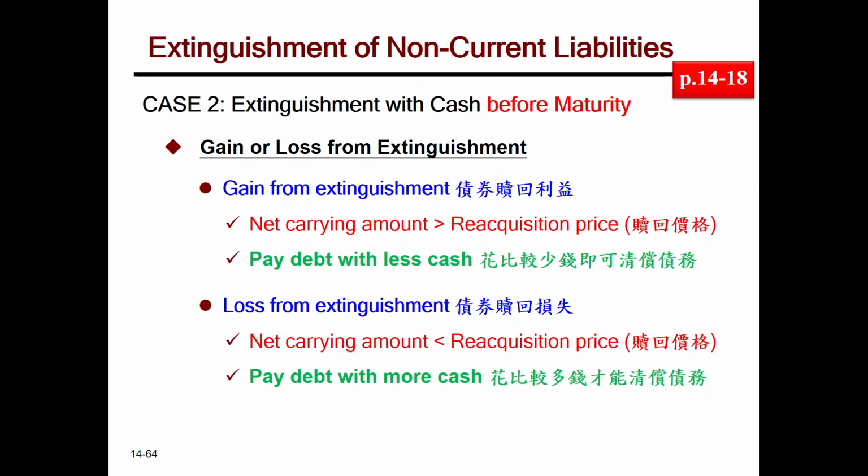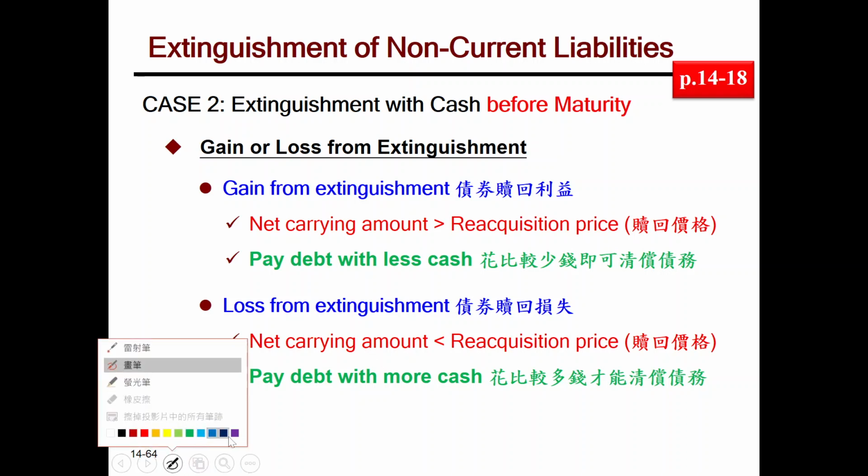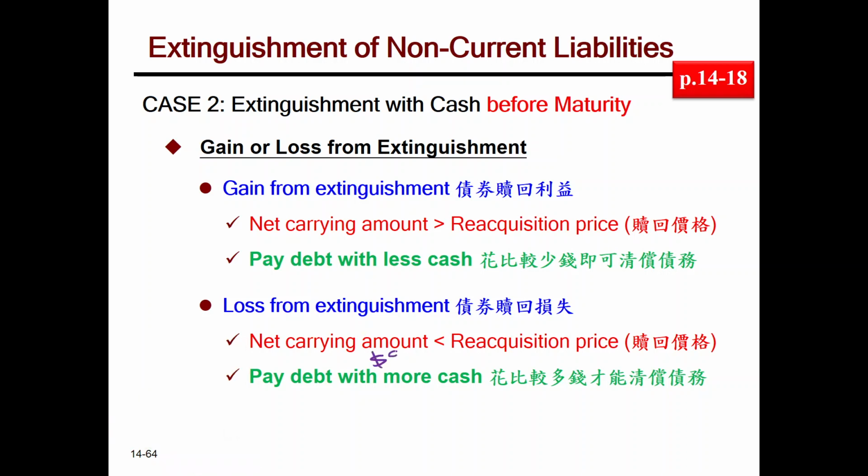Okay? Pay more money to buy back your bond. So this transaction is your gain or loss? Loss, right? Pay more money to buy back your bond. So if your bonds payable liability is, for example, just $90, but your redemption price is 100, what does that mean? My liability is only 90, but I pay $100 back. So you pay $10 more. Since you pay $10 more, of course, that's your loss, right?